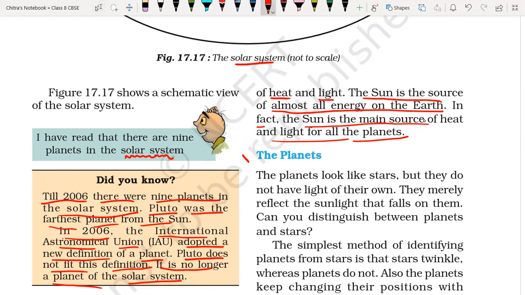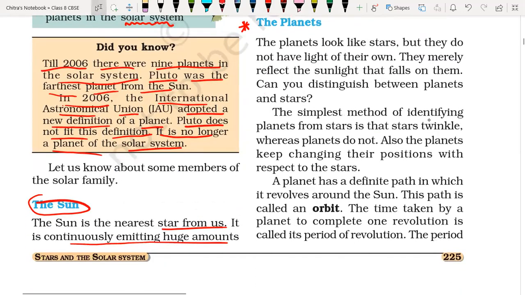Now we're going to discuss the planet. So we know the sun is a star because it emits its own light. The planet looks like a star, but it does not have its own light. They merely reflect the sunlight that falls on them. Whatever planet we can see, it is due to the reflection of light from them.